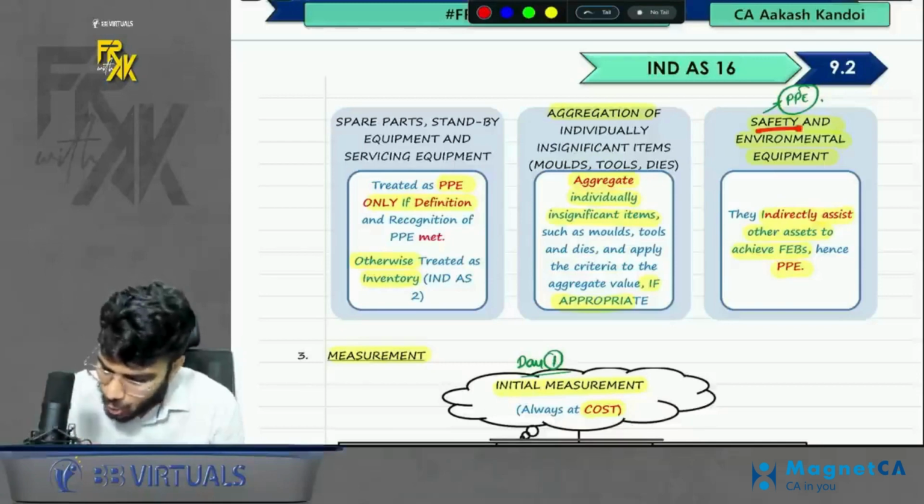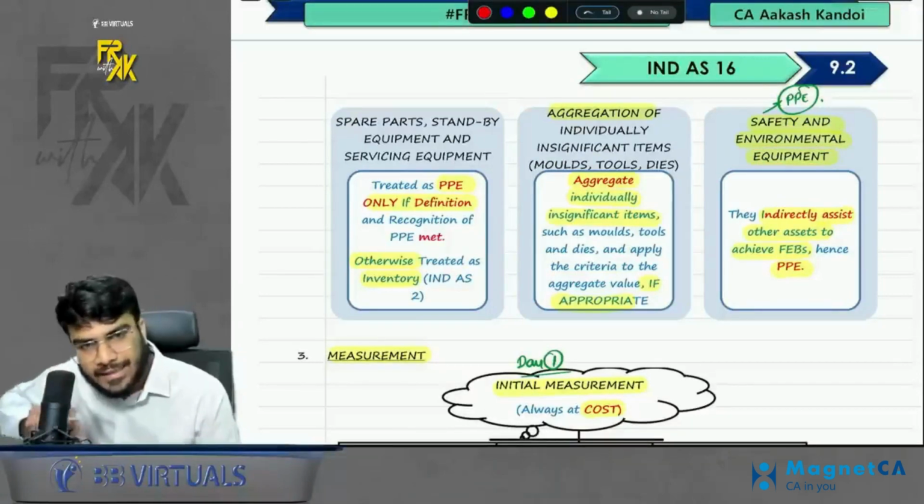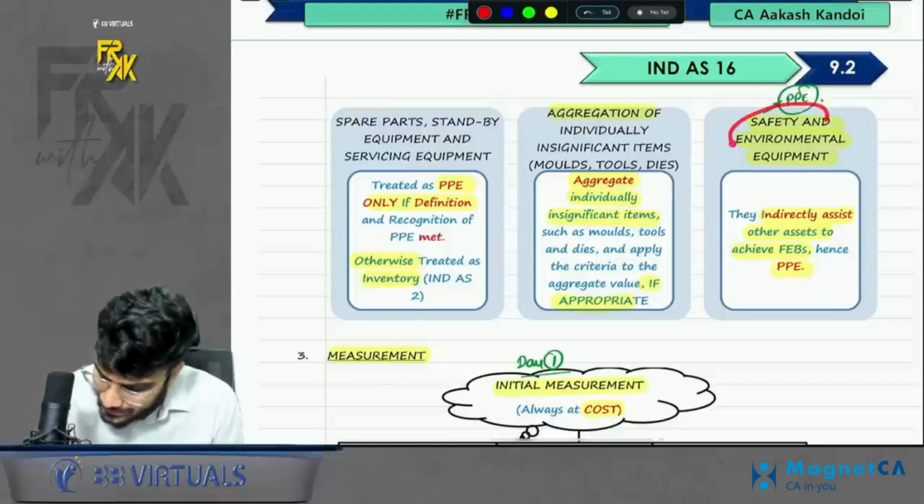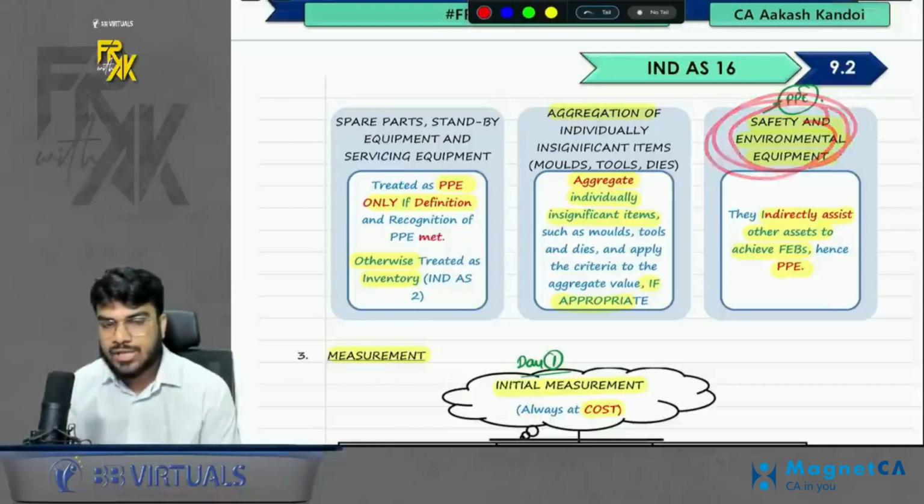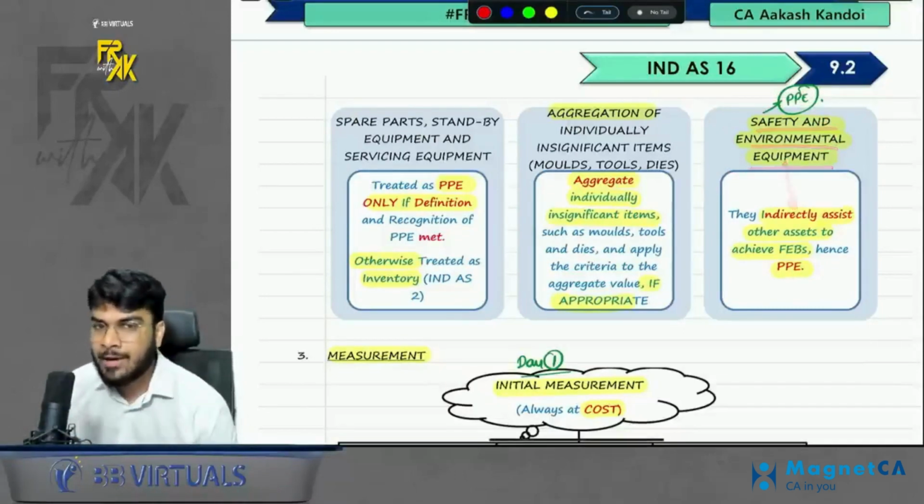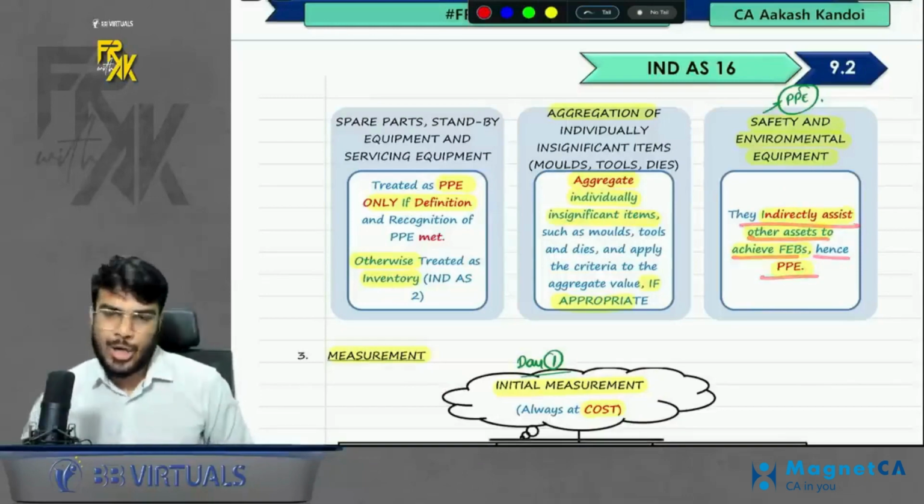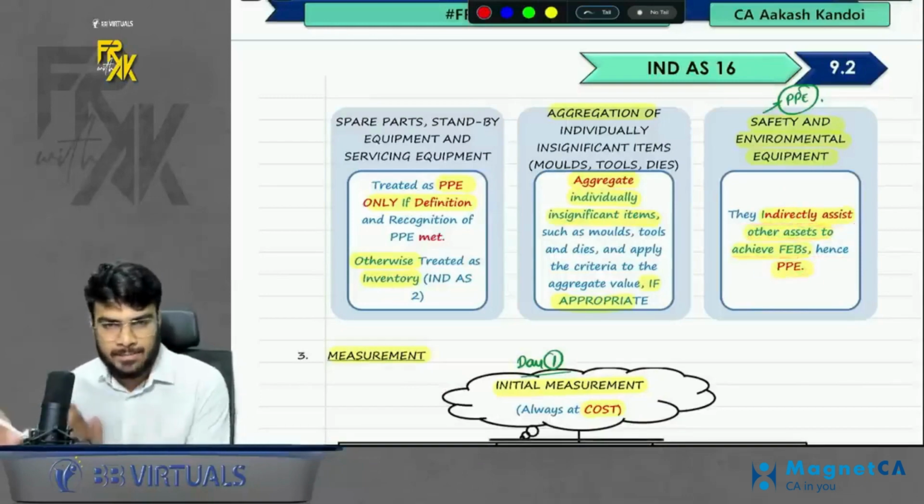you can aggregate them. Okay. What about if you have any safety or environmental equipment? Whether they will be classified as PPE, because directly they are not involved in any manufacturing. The standard says that we know they are directly not manufacturing any output, but they indirectly assist other assets to achieve future economic benefits, and hence they will be classified as PPE.